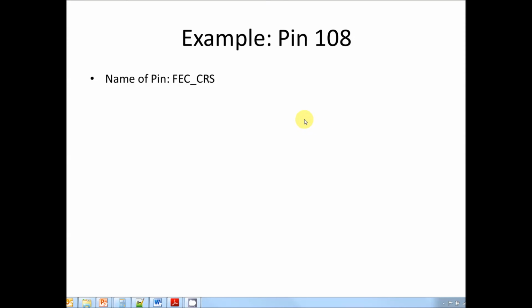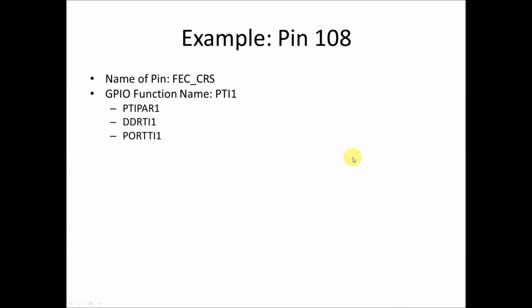So first, let's recap. We found the name of the pin in the datasheet. Then we found the GPIO function name, PTI1, from the reference manual in Chapter 2, and that gave us the names of the bits we needed to control: PTI par 1, DDR-TI1, and port TI1, in order to turn the pin into GPIO using the pin assignment register, turn it into an output using the DDR register, and then set the pin to high using the port register.